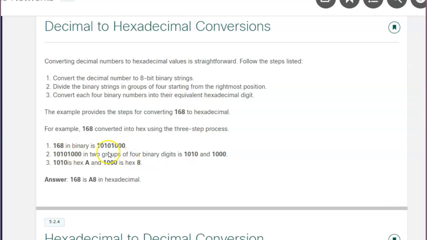As you can see here, we've got 168. So it's the same decimal to binary conversion. Then, because a hex digit represents 4 bits, I put 1010 in one group and 1000 in the second one. Then I convert each to a hex digit. You look at your table and ask what value that is. That's the letter A. And the other group in binary is the number 8. So 168 would convert to A8.